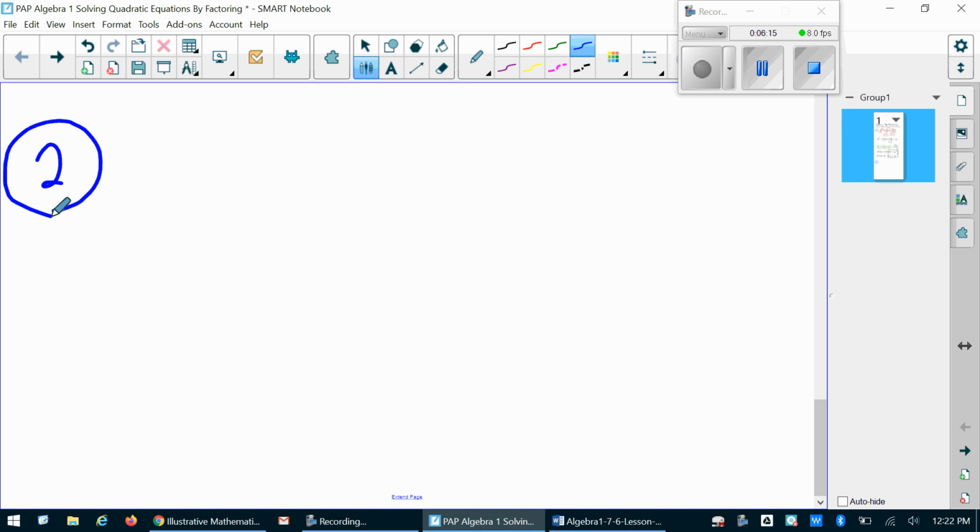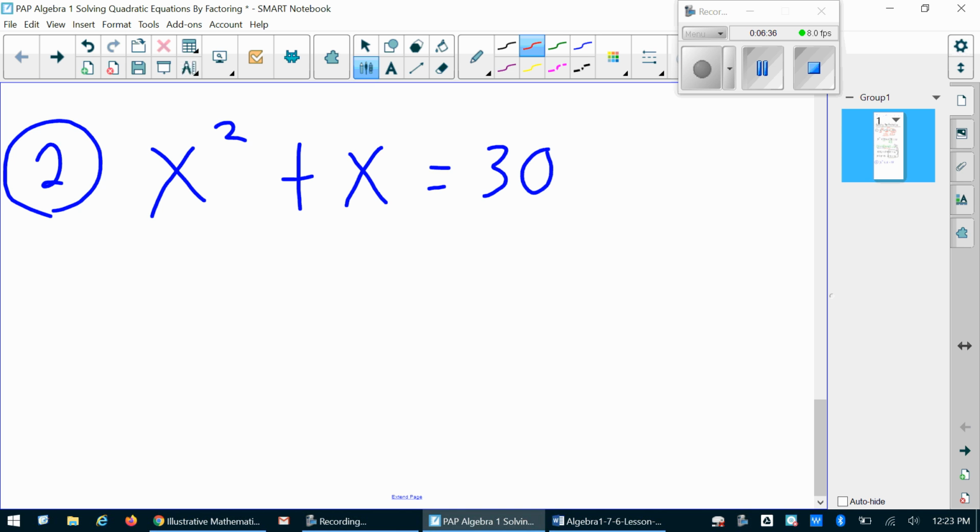What I want you to do is, once I write this down, pause the video after you've written it down and try to solve this on your own. This one is pretty similar to our first example. Take a few minutes, try to do this, and then you can check it. Okay, hopefully you took a chance to try that. I'm going to try this problem.